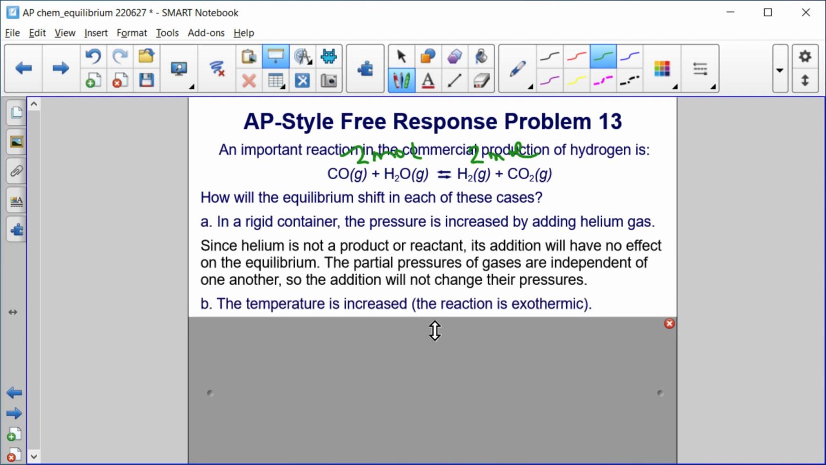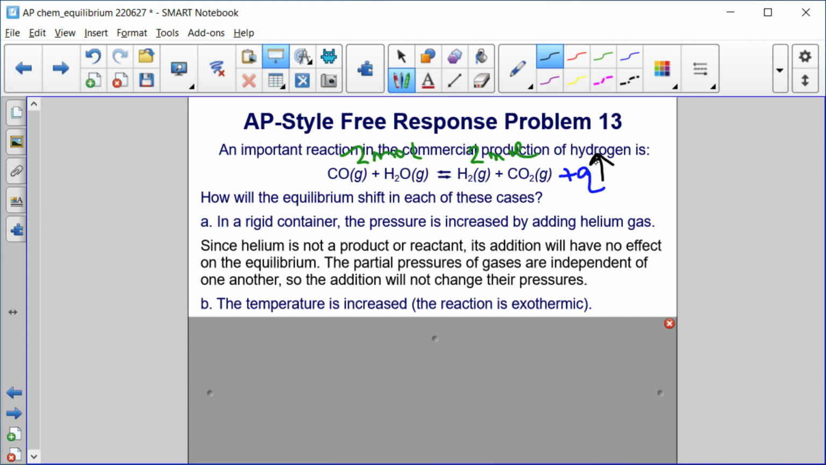In part B, the temperature is increased and the reaction is exothermic. For an exothermic reaction, we can treat Q, heat, as a product being released. An increase in temperature is a result of adding heat.